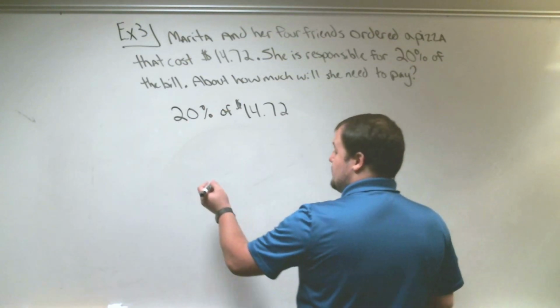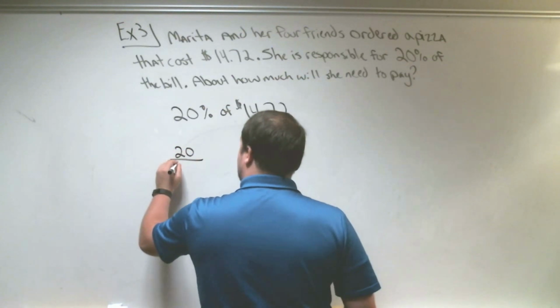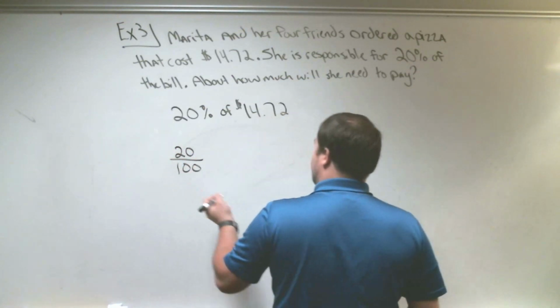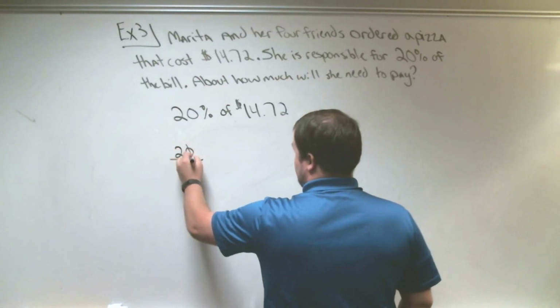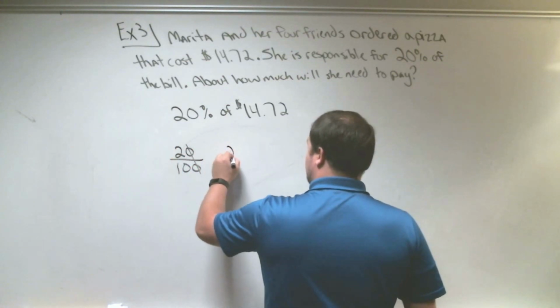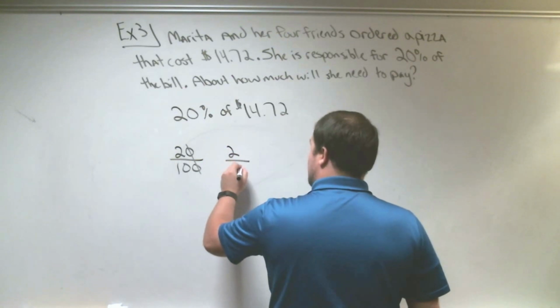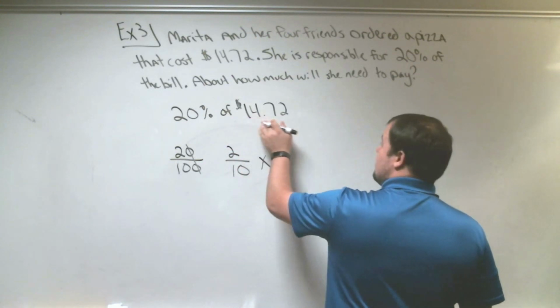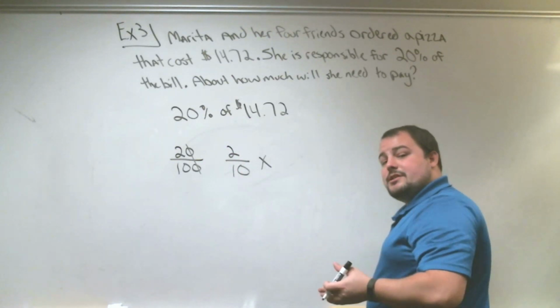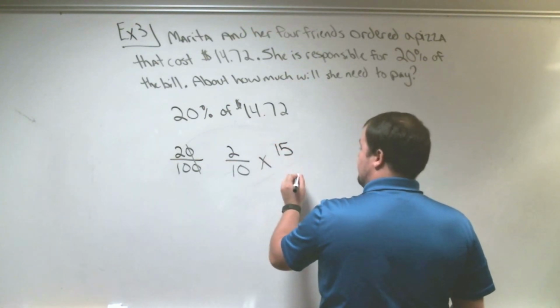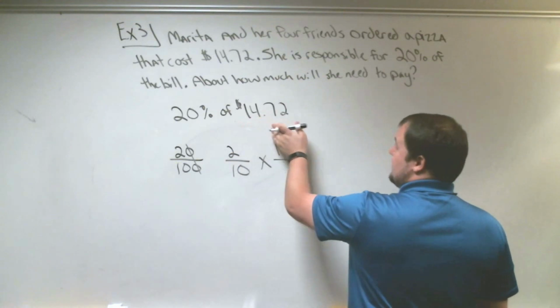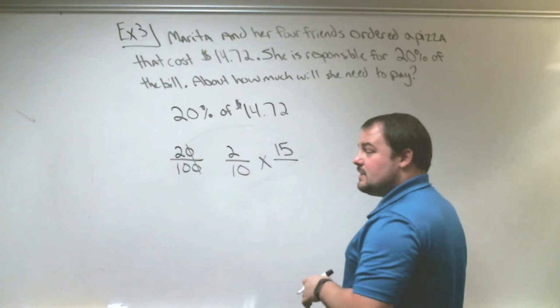In this case, 20% is 20 out of 100, and that's a good number to have. Since I have 0 on top, 0 on bottom, go ahead and cancel that out. So she's going to pay 2 out of 10 times. Now, this is where I might want to change this. Instead of using 1472, we might want to change this to $15, because the price of the pizza is about $15.